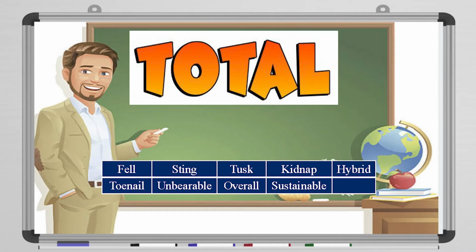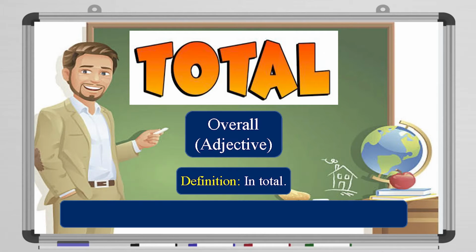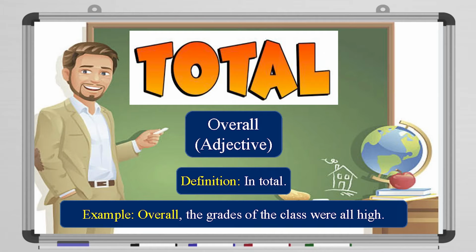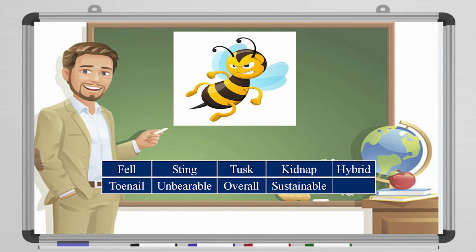So, in total. What is the word that best describes in total? It is, of course, overall. Overall is an adjective and it means in total. So for example, overall, the grades of the class were high. So in total, the grades of the class were high. Did you get that one? I'm sure you did. Let's look at the other picture.